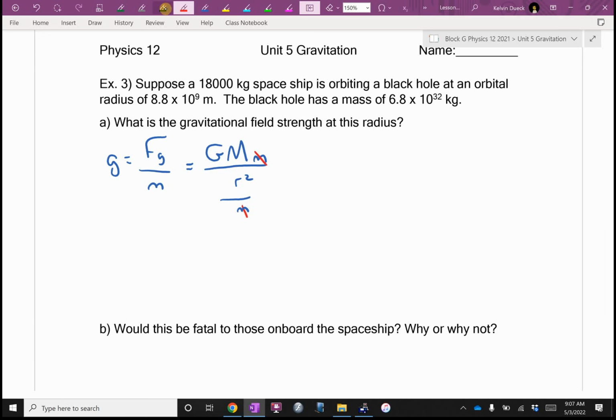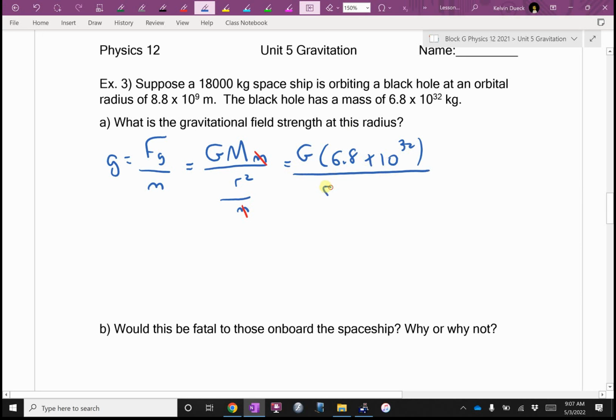Okay, so it's going to be big G, M is 6.8 times 10 to the 32. R is 8.8 times 10 to the 9th. I double checked. They did say radius and not altitude. Don't forget the squared. What do you get for the gravitational field strength? Probably bigger than 9.8 because, you know, black hole. What do you get?